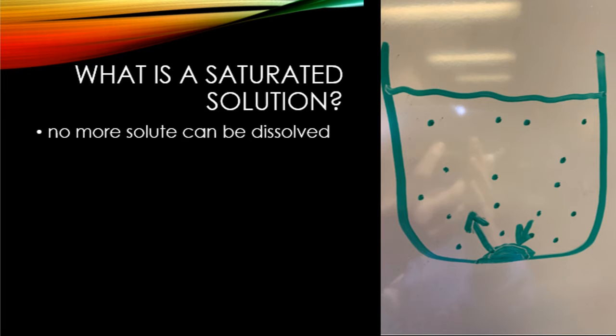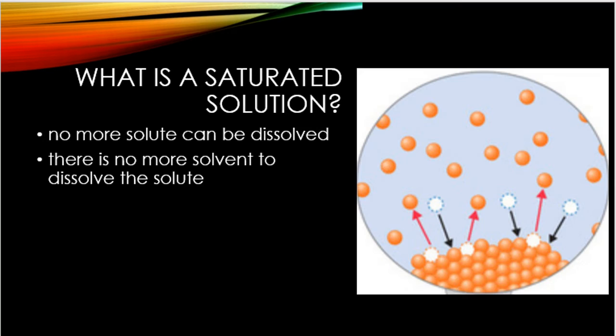In other words, no more solute can be dissolved at a given temperature in the solvent without some of the aqueous solute precipitating. At a molecular level, a saturated solution represents that every solid molecule is used to bond with the molecule or atom of the solute. There is no more solvent to dissolve the solute.